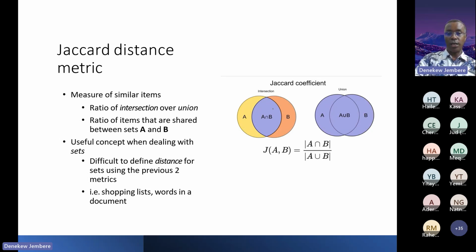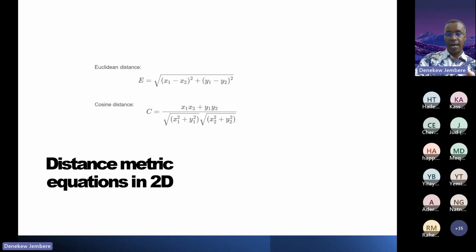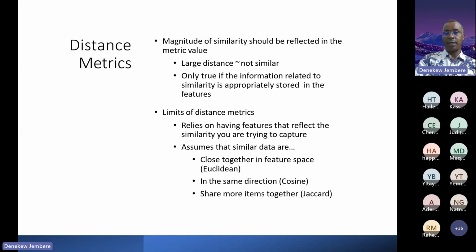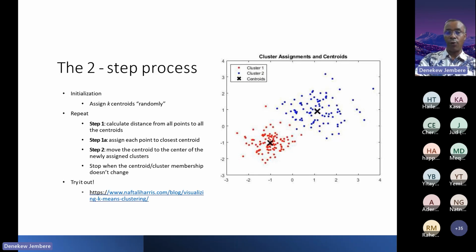So I suggest you read through these values. There is an example with a 2D data set, and the distance metric is also given. The Euclidean versus cosine distance are given between 2 points, with points A, B, C, D, E, F, G, and between these points you can see the distance metric and what K-means clustering means. I leave these details for your reading.